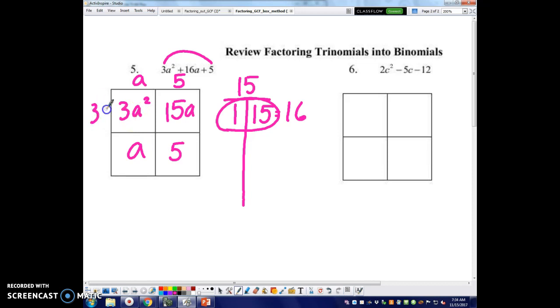3a, right? And from here, what times a will give you a? Just 1, right? So double check everything. 3a times a gives you 3a squared. Good, we got that. 1 times a gives you a. Good, awesome. 3a times 5 gives you 15a. That worked. 1 times 5 gives you 5. So in this case, your factors are going to be 3a plus 1 times a plus 5. It's just the side times the top.